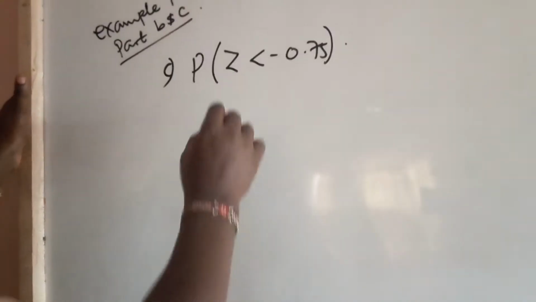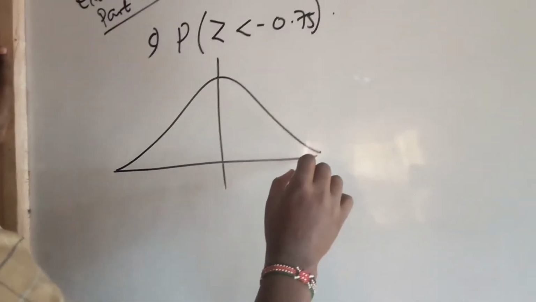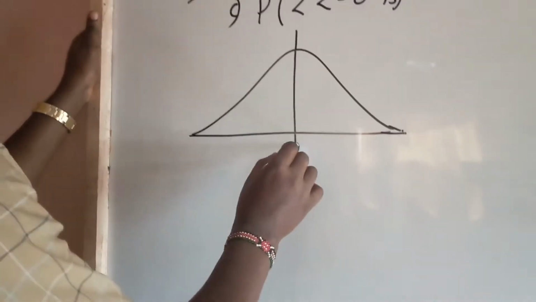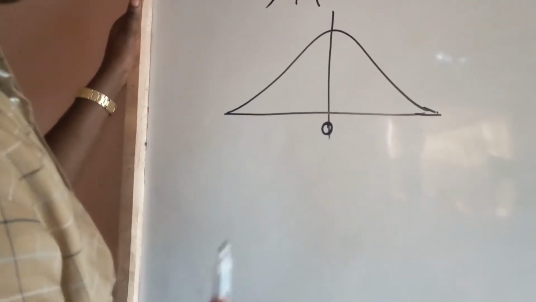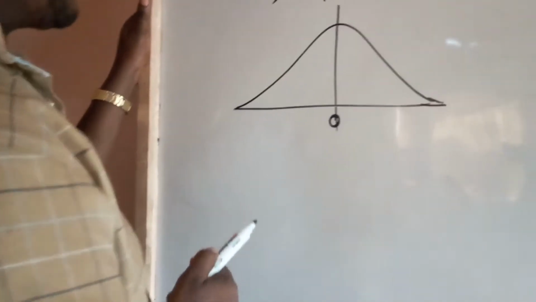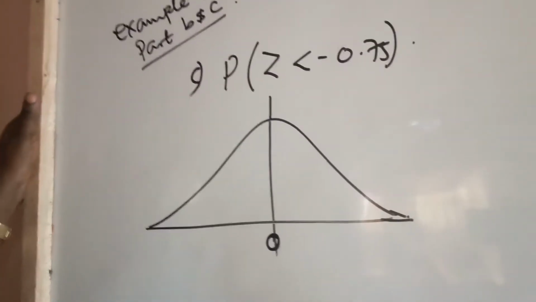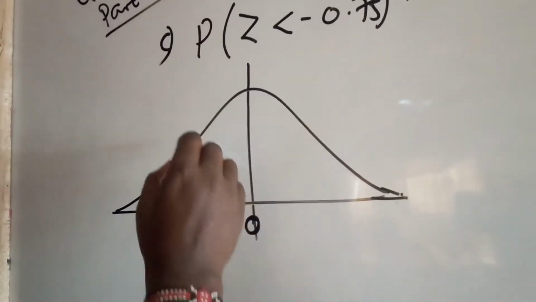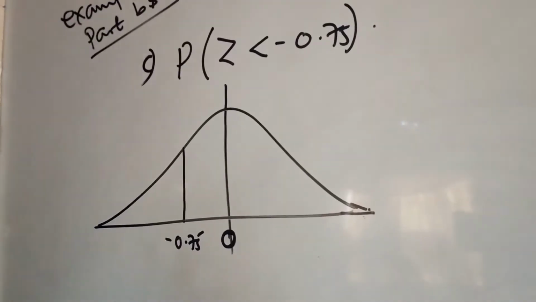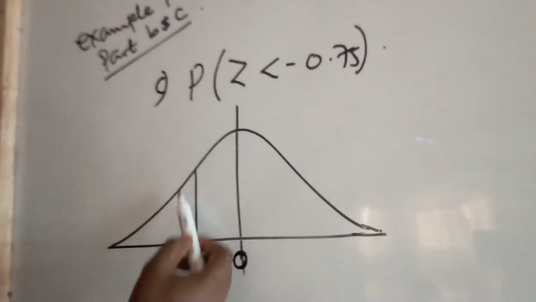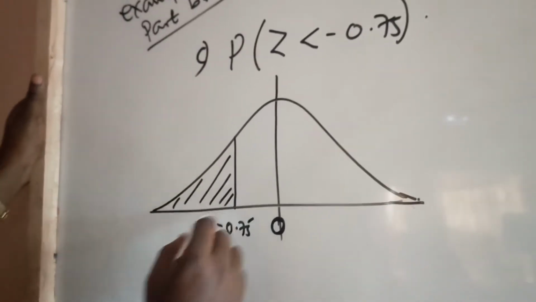And if we have the normal distribution model here, and this is 0, to the left of 0, we have negative numbers considering the nature of the number line. And to the right of 0, we have positive numbers again. So our negative 0.75, assuming it's there, then we need to get the area of the region that is to the left of that, and you can see we need that region.